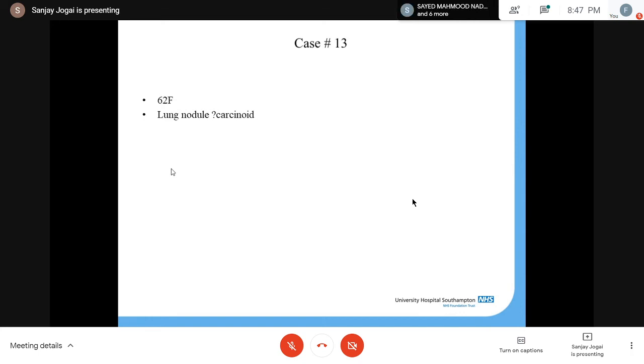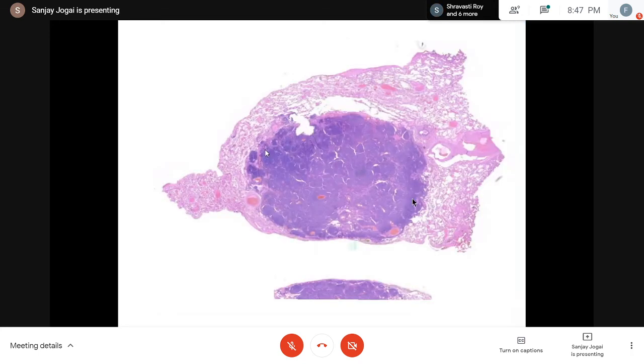Okay, so case number 13 was a 62-year-old lady, and there was a lung nodule, and they thought, is this carcinoid? This is absolutely a hot case in the sense this was authorized last week. So a beautiful example, but I couldn't resist sharing. The reason I brought this case was we were talking about a type of lymphoma, and this was on the low-grade spectrum. I thought, why not share?